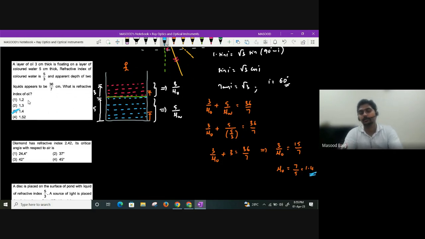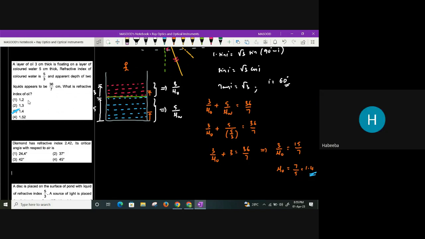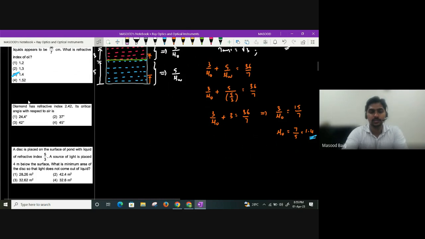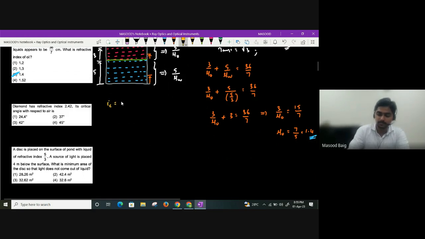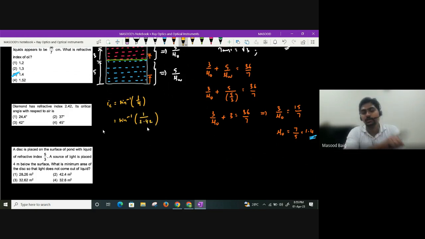Understood, all of you? Real depth, apparent depth concept, which we have done in the last session also. Yes, sir. Diamond has some refractive index, it seems. What is the critical angle they're asking, guys? How is critical angle given? Will it be given as sine inverse of 1 by mu or not? Yes. So what will this be, beta? Sine inverse of 1 divided by 2.42. Okay. We know one thing. Sine inverse of 1 by 2. For what value will sine be 1 by 2? For 30 degrees. Yes or no? Now, will this value be less than 1 by 2 or not? Yes. It means the angle should be less than 30 degrees, guys. So our answer will be how much? 24.4 degrees. Clear, all of you?